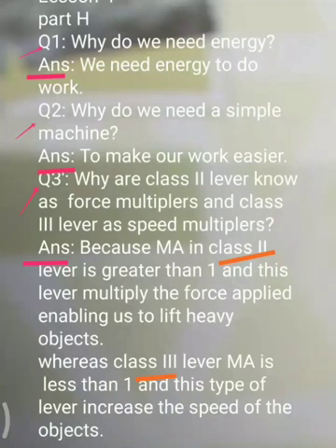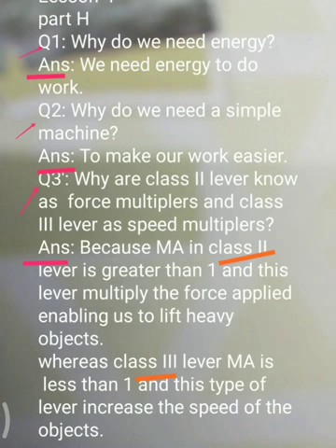Give reason. Part H. Why do we need energy? We need energy to do work. Second question. Why do we need a simple machine? Answer. To make our work easier.